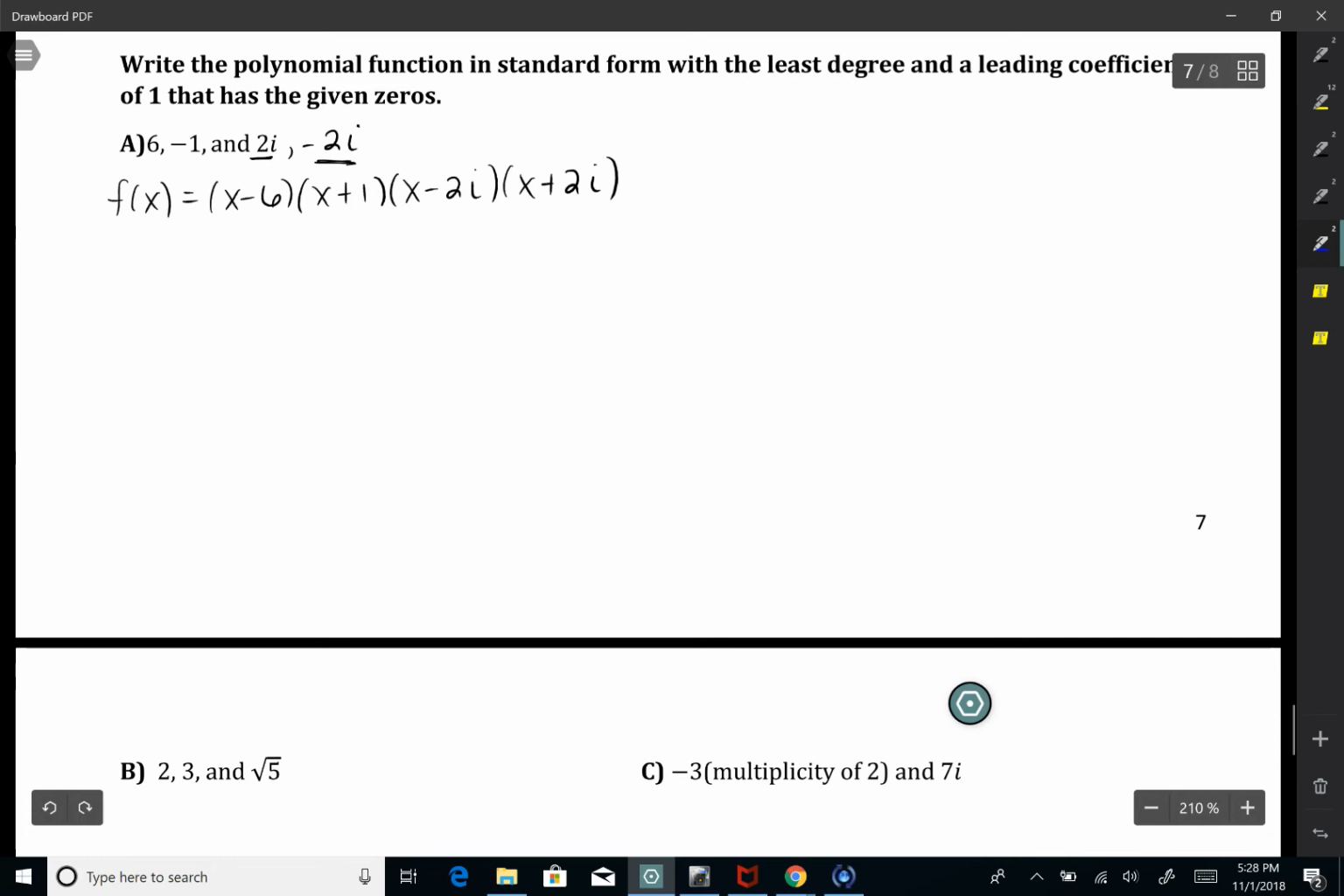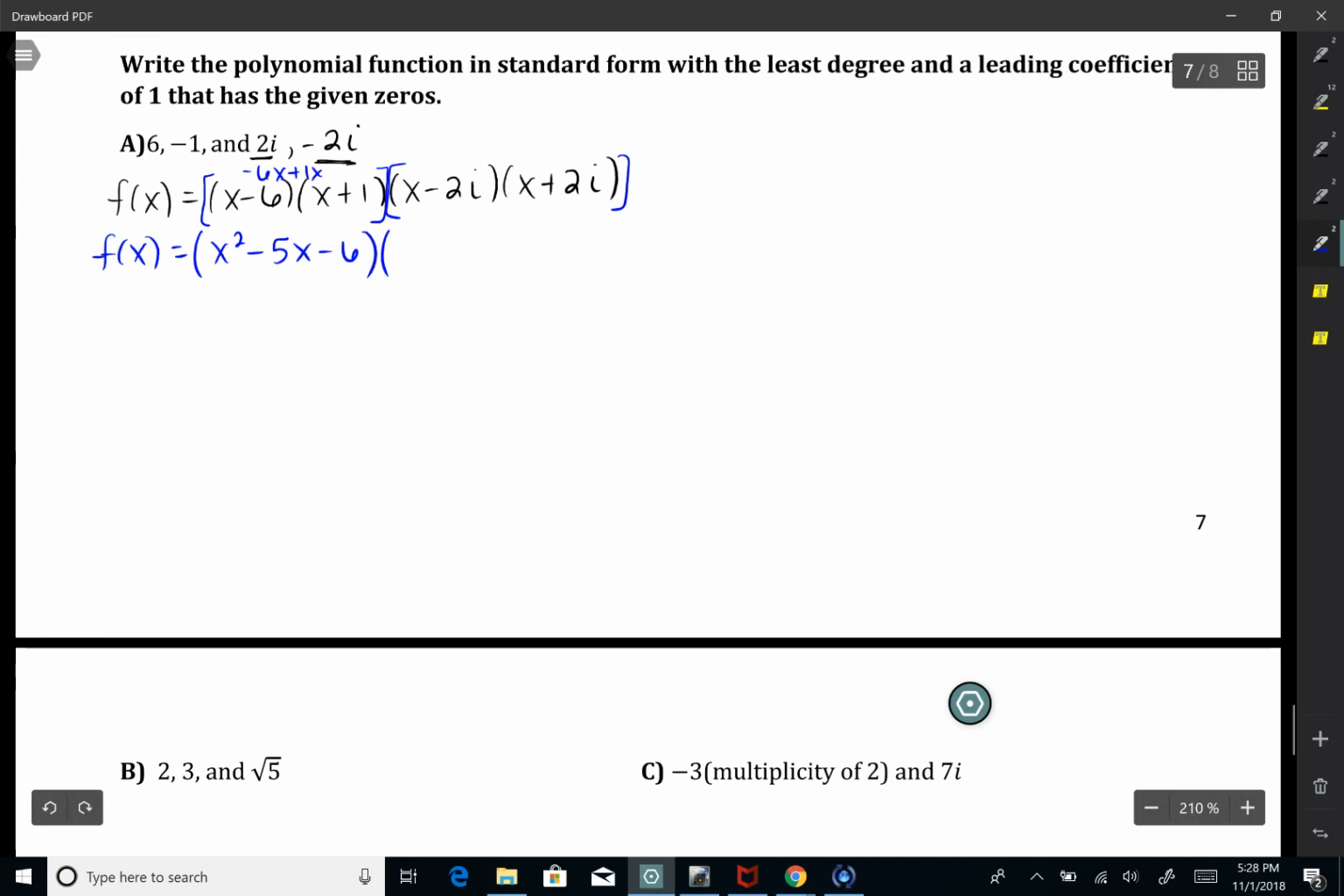Now all we have to do is multiply and put this thing in standard form. When we have factors that have real numbers and factors that have imaginary numbers, we want to multiply their like factors together before we try to combine forces, okay? So we're going to start with x minus 6 times x plus 1. So that's going to give me x squared, that's minus 6x plus 1x, so minus 5x minus 6.